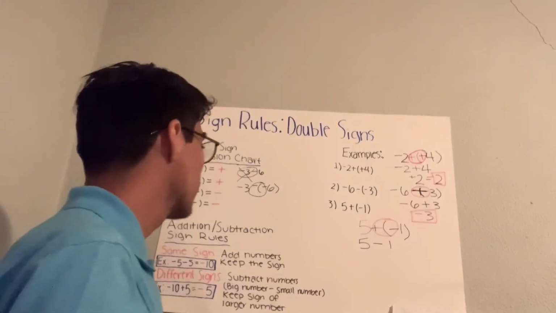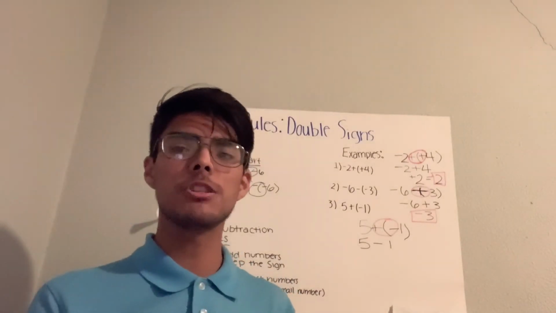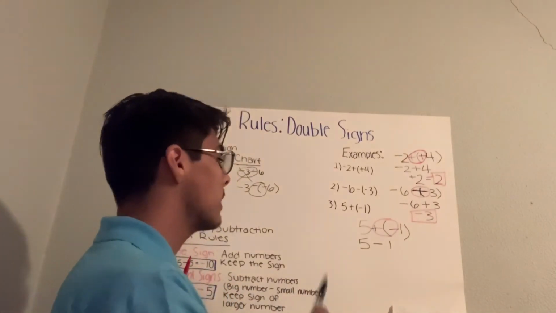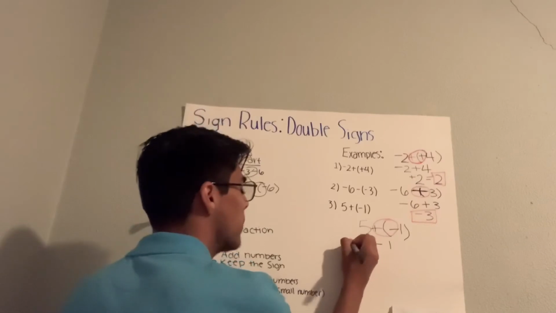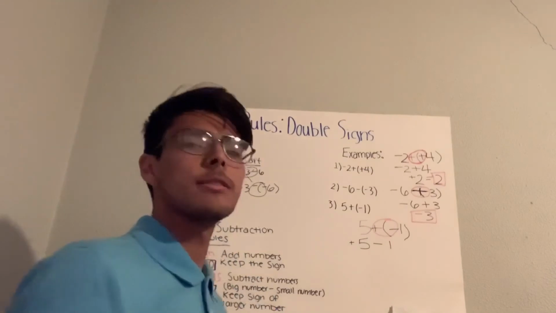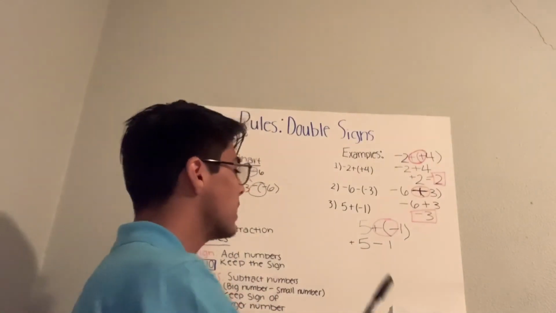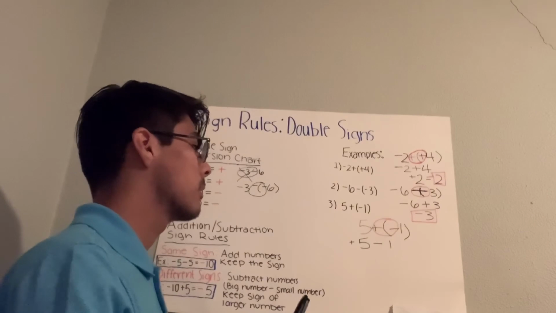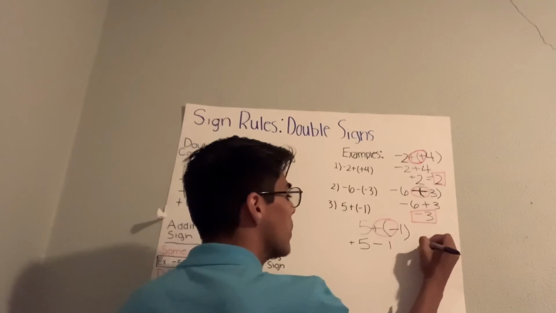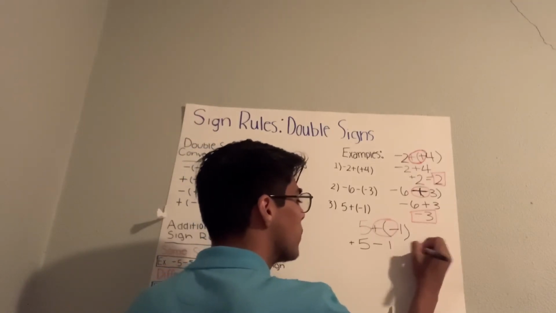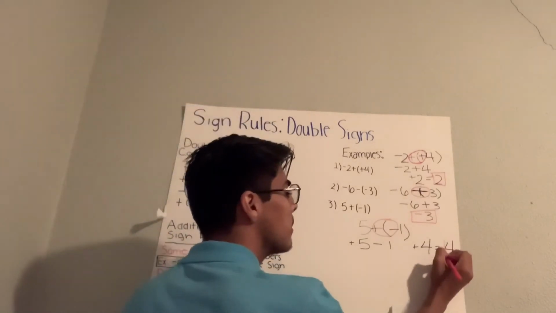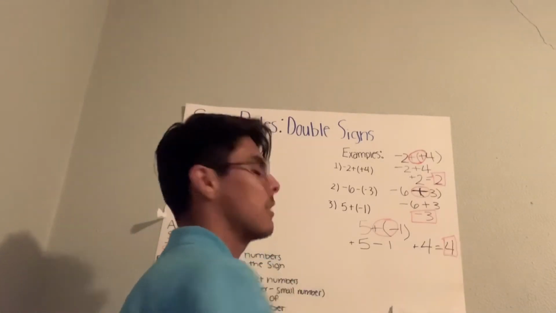So now we're going to use our addition and subtraction rules again. It is going to be different signs. Remember that this is a positive 5 and a negative 1. So now we're going to keep the sign of the larger number and then subtract. So it's going to be positive 4, which equals 4 again. And that's going to be our final answer.